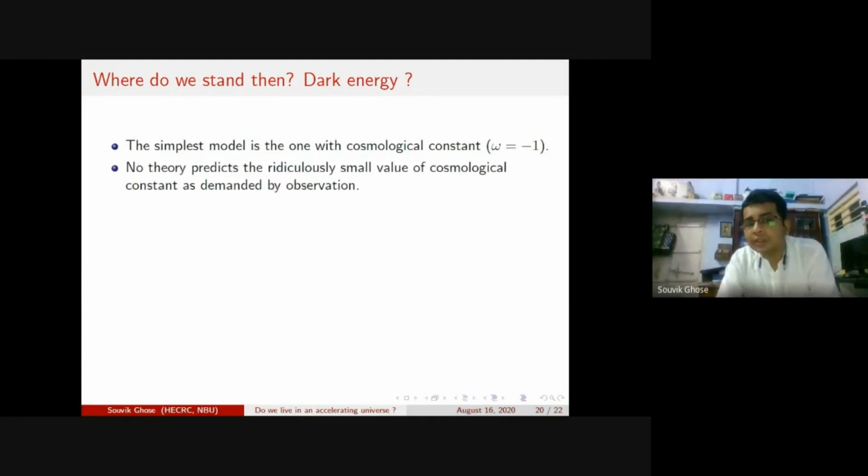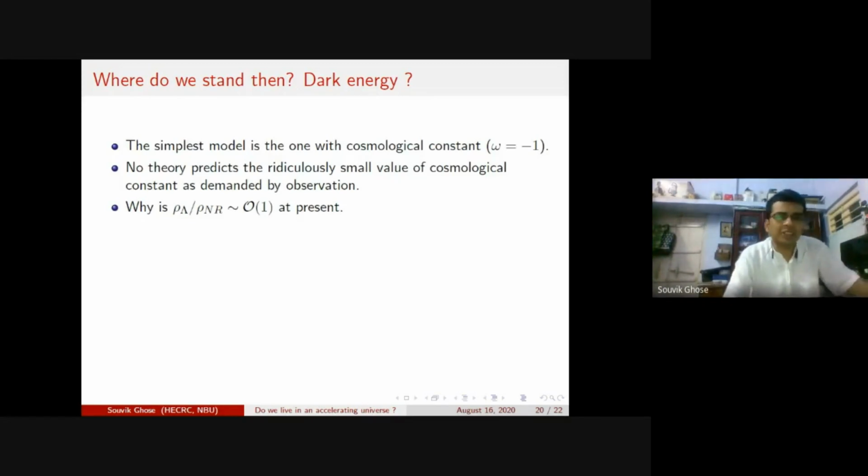But no theory is there to predict the ridiculously small value of a cosmological constant that is demanded by the observation. In fact, the discrepancy is, if I can remember correctly, of the order of 10 to the power 60 in magnitude. This is a gigantic mismatch. Also, there is no justification why, at the present epoch, the mass density and the dark energy density are at a comparable level.